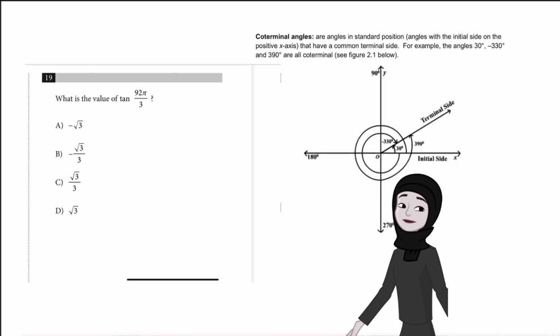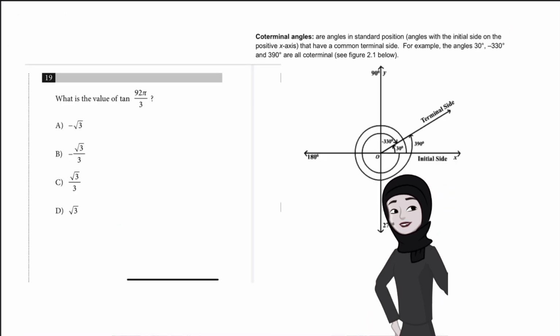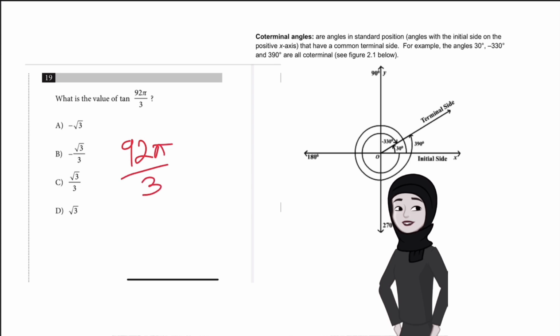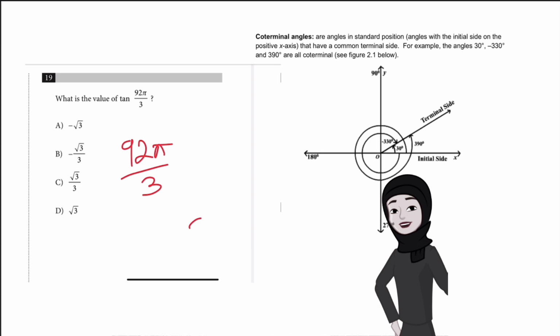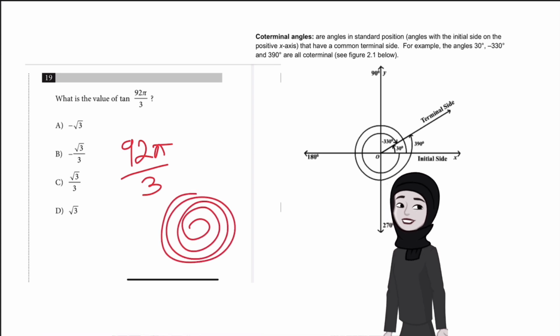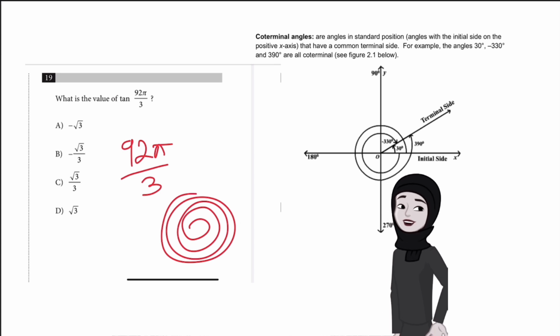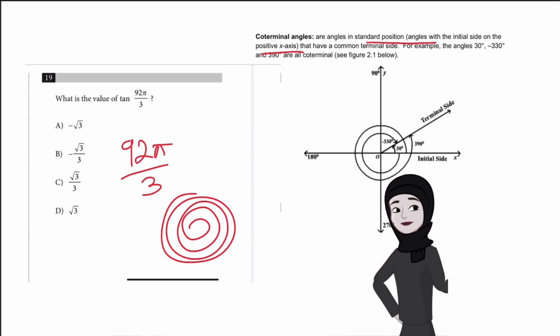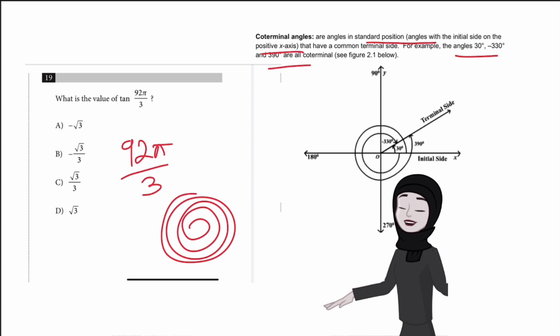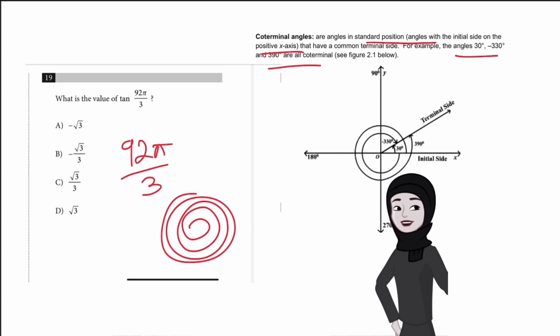And the next thing is what we call coterminal angles. What are coterminal angles? Now, this 92π/3 is a very big angle. So we have to find out how many times it went around the circle, because a circle keeps rotating around itself, or in other words, it will form what we call coterminal angles. They are angles in standard position, with the initial side on the positive x-axis, that have a common terminal side. For example, if you take 30, negative 330 is also coterminal, and 390. They are all coterminal angles.